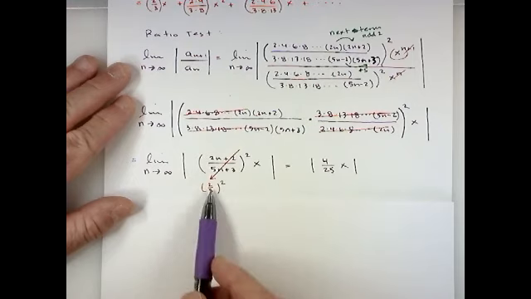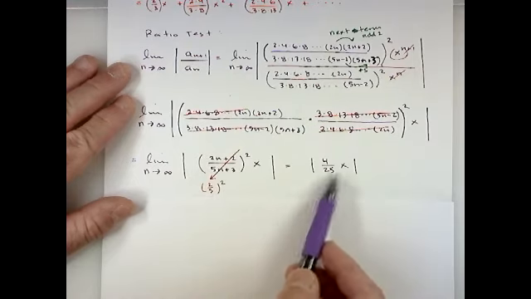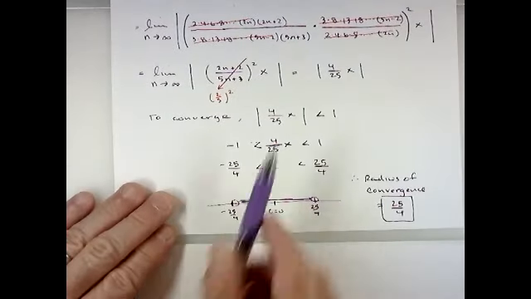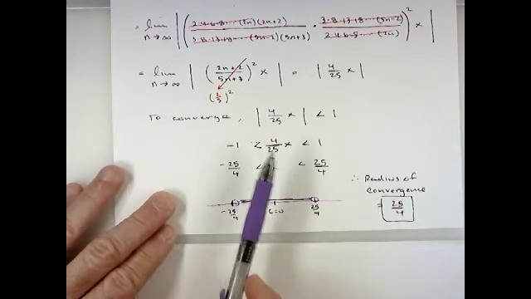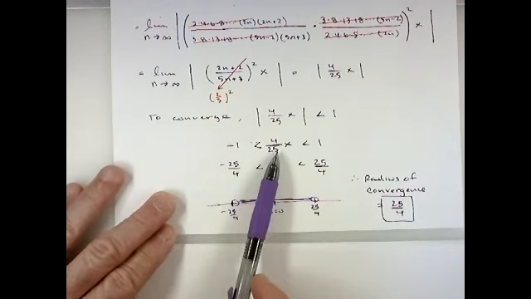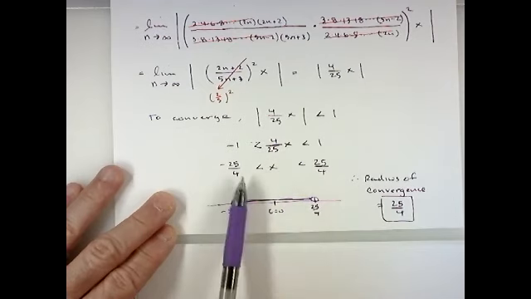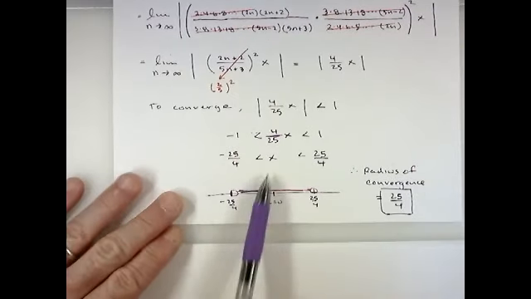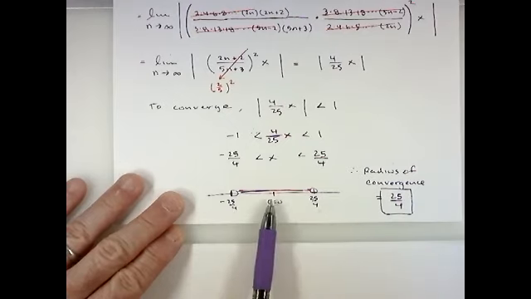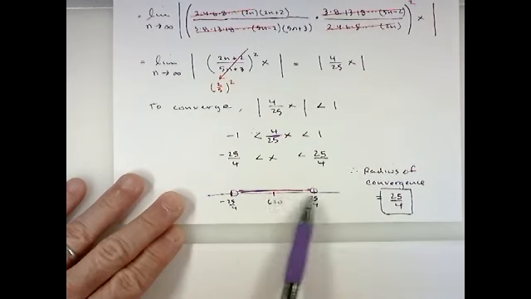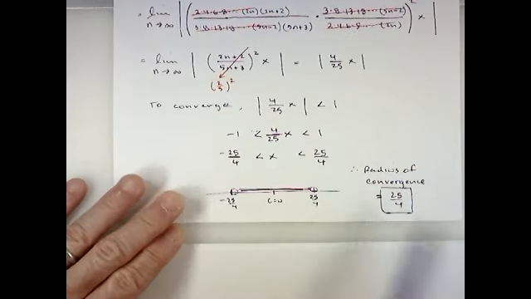We're going to square that. So we get 4/25 x. And by the ratio test, remember to converge, the absolute value would have to be less than 1. So that means 4/25 x is between -1 and 1. Multiply by the reciprocal, everybody on both sides. And we get that our interval of convergence is between -25/4 and +25/4. So the center is 0, and my radius of convergence would just be 25/4.